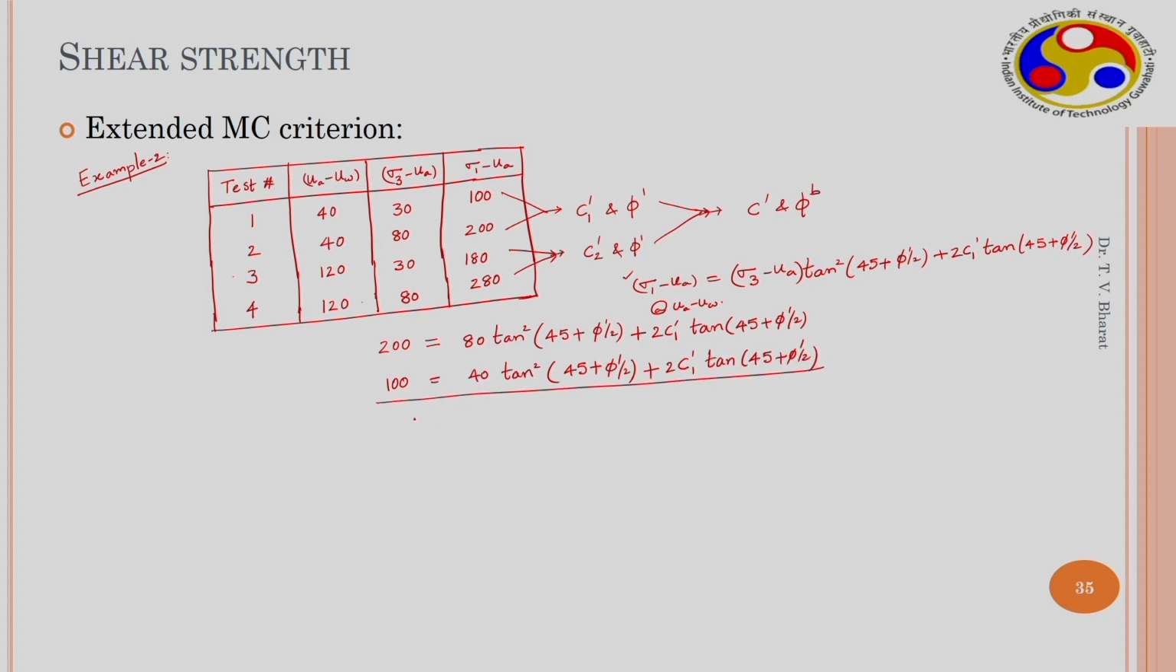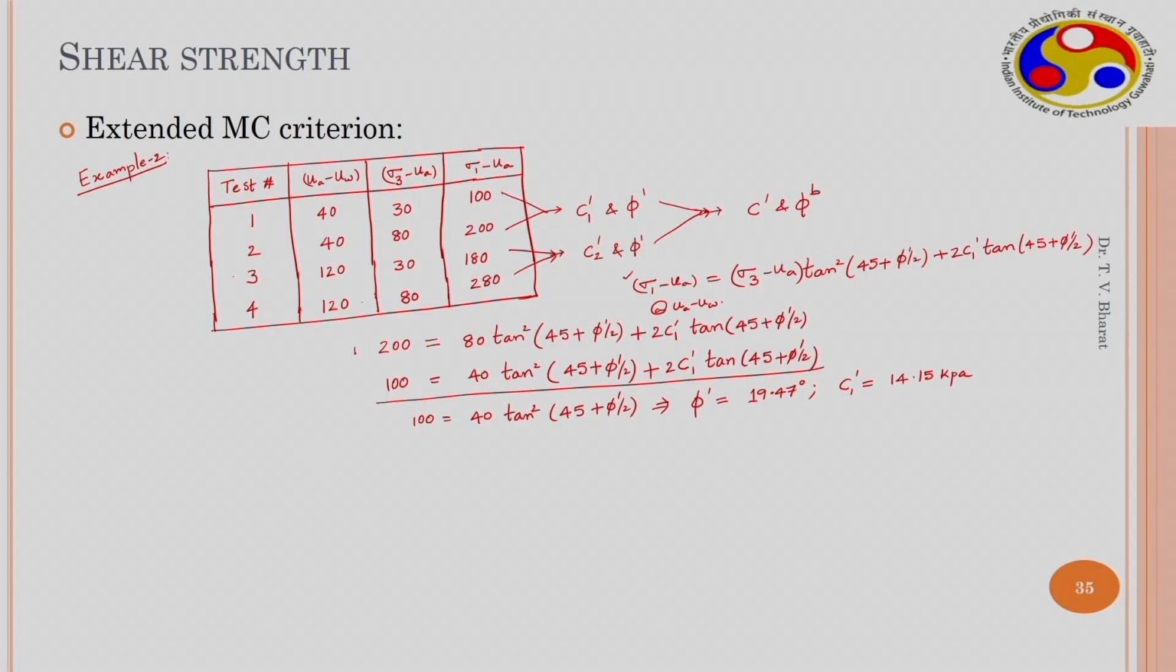So, now when you simplify, this is simply 100 and this is 40 tan square (45 plus phi dash by 2). If you solve for phi dash, you get phi dash equals 19.47 degrees, which is the same value as we obtained in the previous case. So, you can obtain C1 dash. C1 dash is equal to 14.15 kilopascal. Just as in the previous cases, you can directly substitute the phi dash value in one of these expressions. You can get C1 dash, which is 14.15 kilopascal.